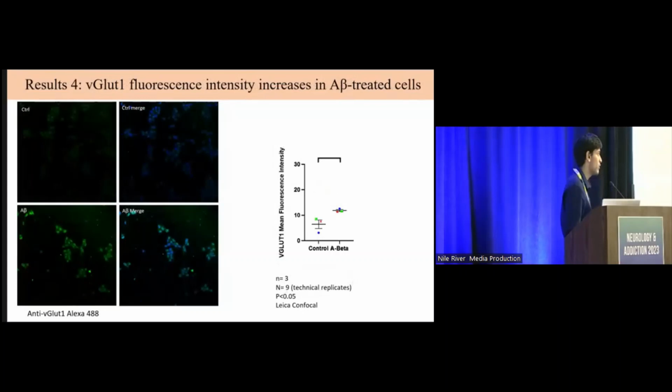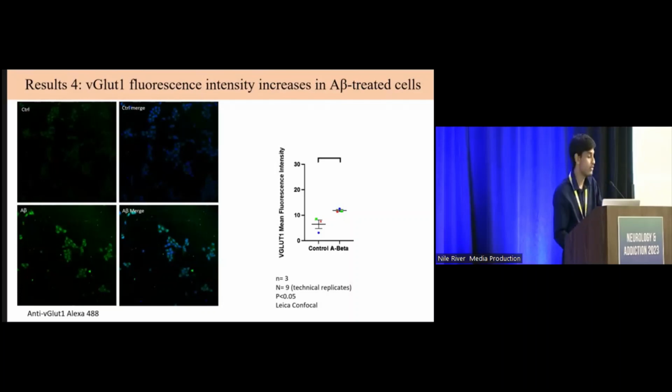Now, the second protein that we thought was also interesting was VGLUT1. VGLUT1 has a lot of mention in Alzheimer's disease if you do a simple PubMed search. And when we looked at VGLUT, there was a clear increase in immunofluorescence in the A beta treated cells compared to the control cells.